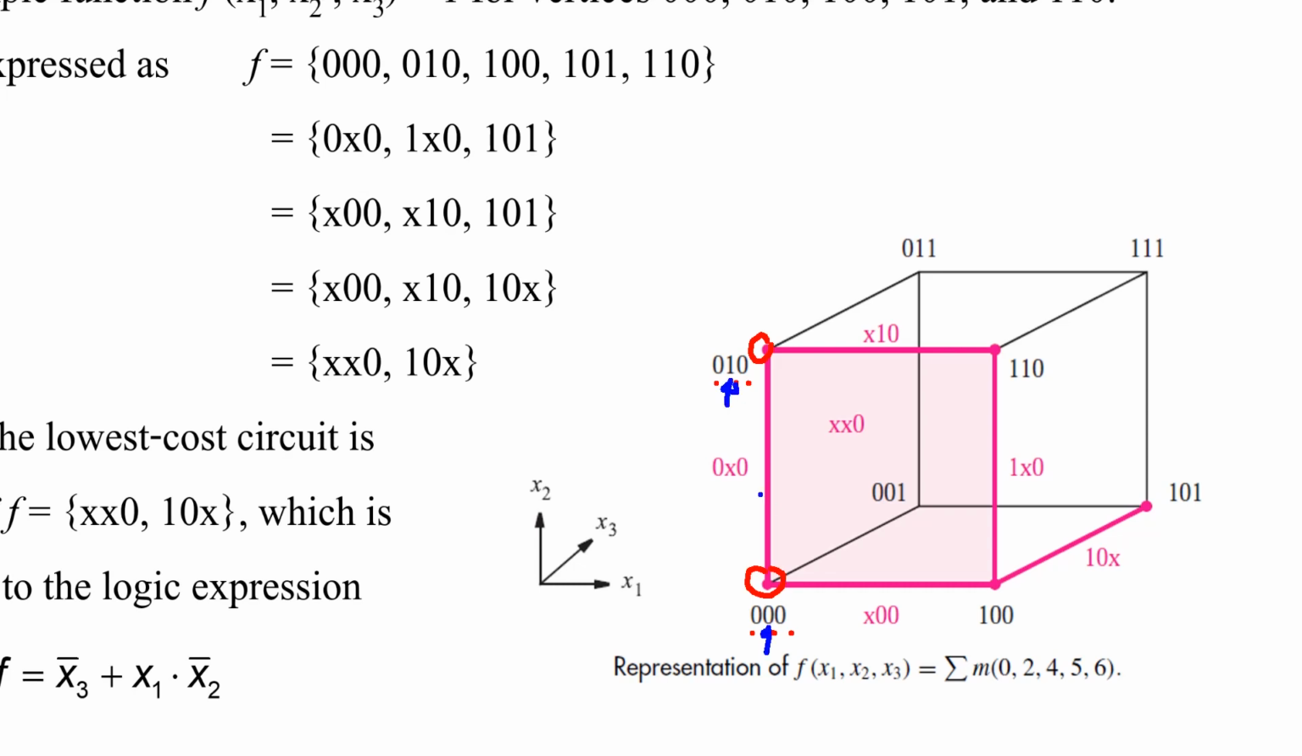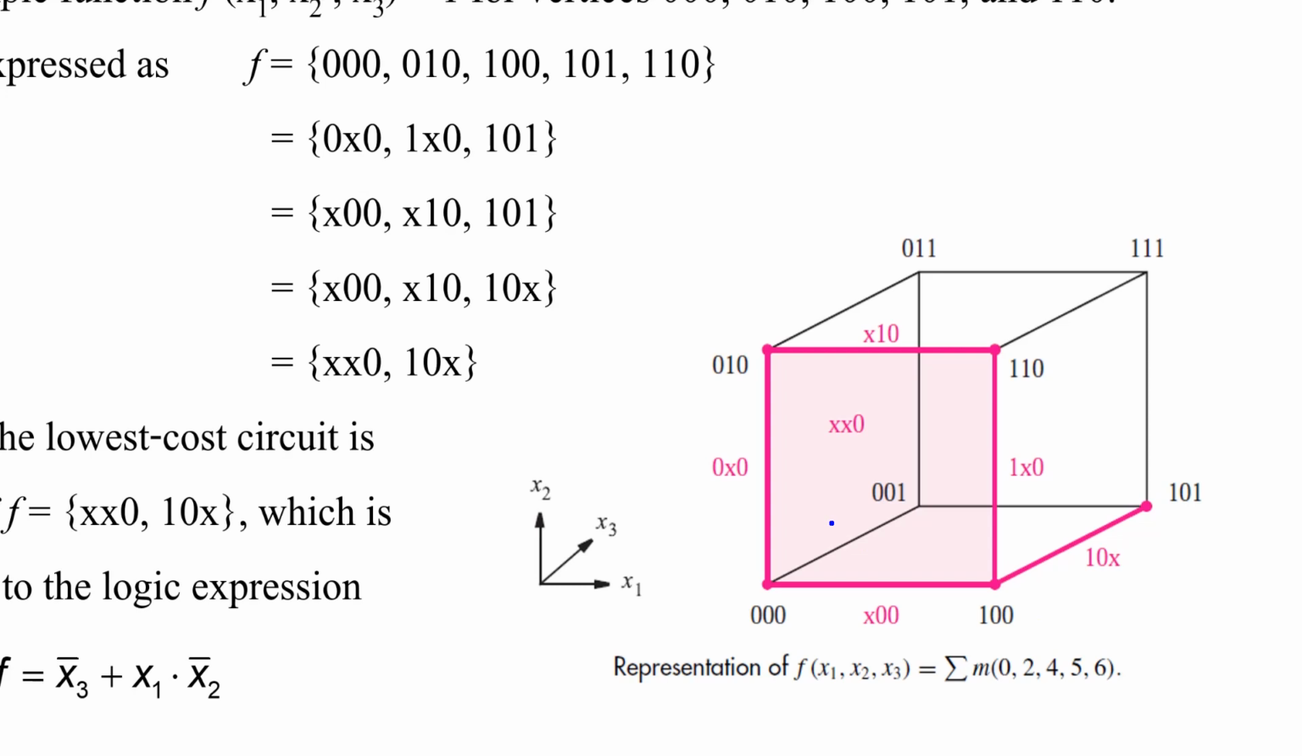For x2, x2 is different. So the edge that connects this vertex and this vertex can be written as 0x0. And this edge x00 means that it links between 0, 0, 0 and 1, 0, 0, and so on.